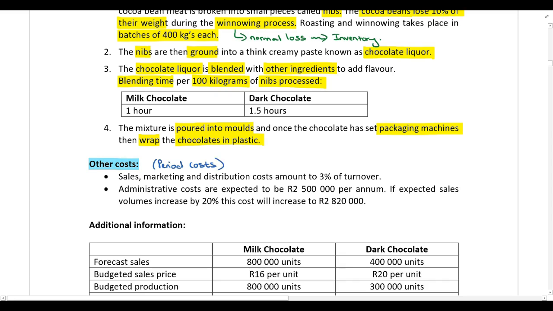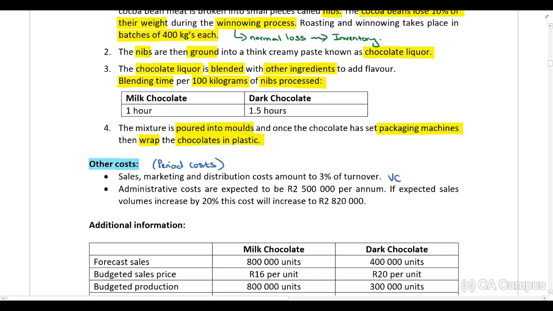And we don't include period costs in the value of inventory. Once again, this is in terms of IAS 2. We never include period costs in the value of inventory, but instead these costs are just expensed in full in the period incurred. So first we have selling, marketing and distribution costs, which amount to 3% of turnover. So that's obviously going to be a variable cost because it will vary with the number of units sold.